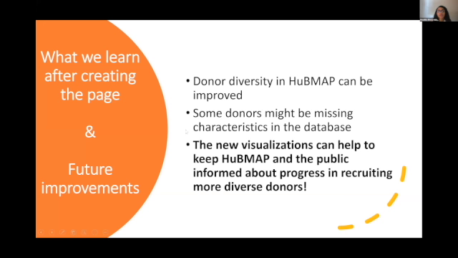Some donors might be missing characteristics in the database, and the new visualization page can help keep HuBMAP and the public informed about progress in recruiting more diverse donors. For example, with this page, people can see how many donors of different races we already have, so they will know exactly what type of donors they will need in the future.